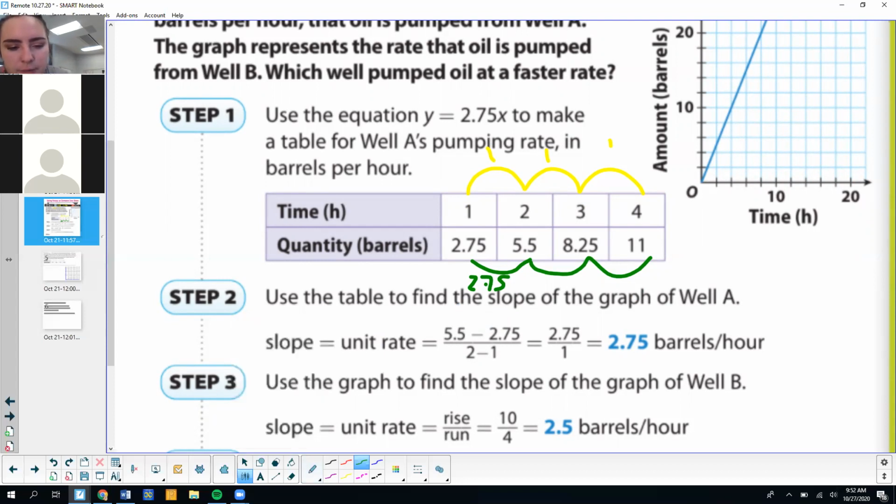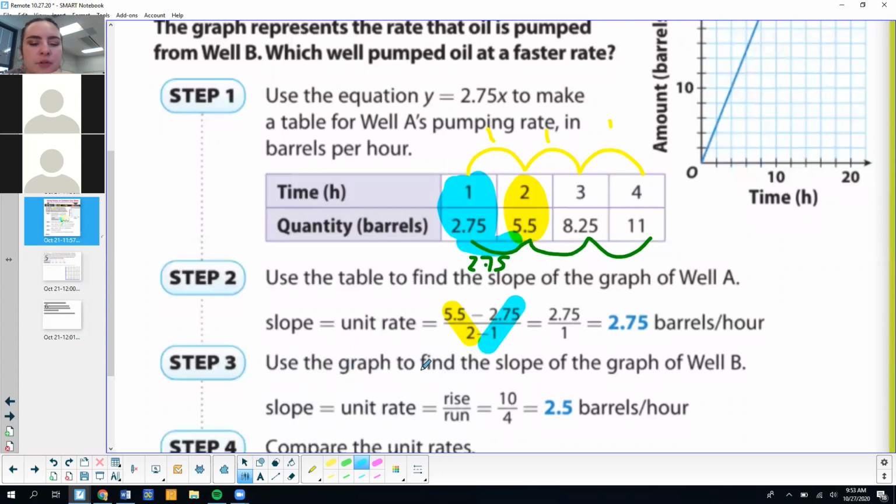I'm going to use my highlighter to hopefully make this a little easier to understand, because it's really hard for me teaching this online. I'm really sorry, and I'm hoping I'm doing a good job getting this information across to you. We're going to make this point 1 and this point 2. So this is 5.5 minus 2.75, and that's where those numbers are coming from. Remember, we're taking y2, 5.5, minus y1, 2.75. So the slope and the unit rate for this one is 2.75 barrels per hour.